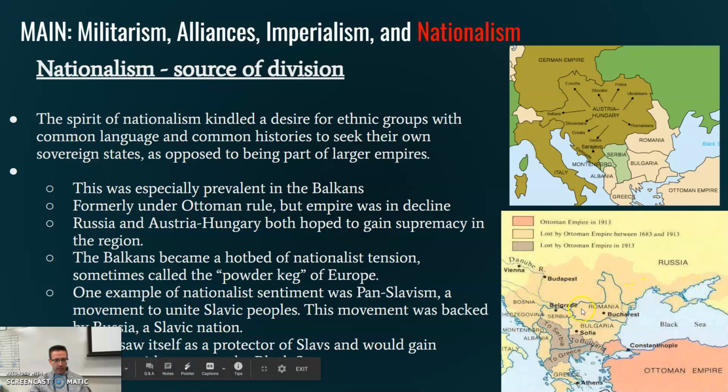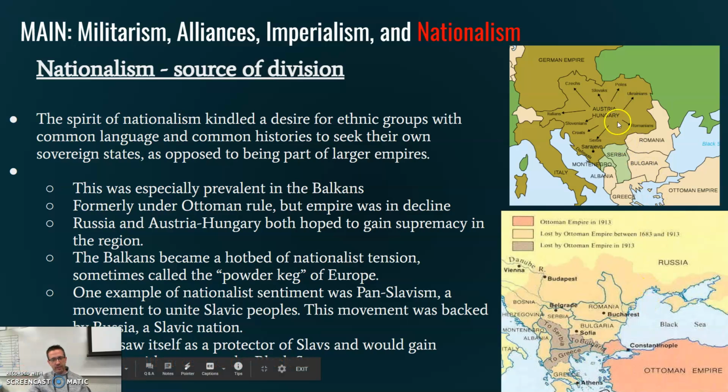The Balkans became a hotbed for nationalist tension, and this was called the powder keg. You had a lot of different nations, a lot of different peoples, that wanted their own. One example is Pan-Slavism, a movement to unite Slavic peoples. So Russia wanted the Slavic people to be together, and it would also give them more access to the Black Sea. So they saw themselves as protecting the Slavs, and they would gain access.